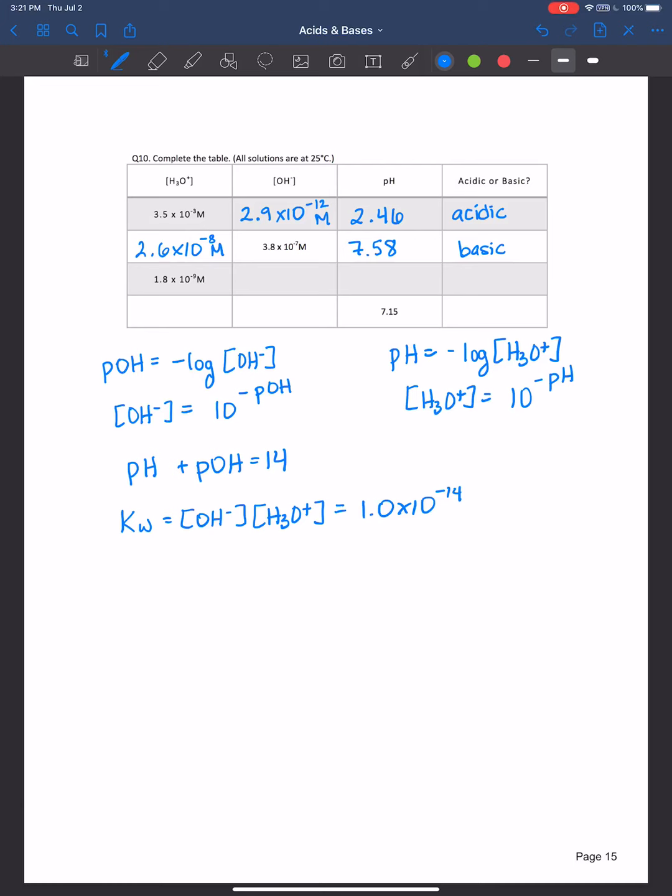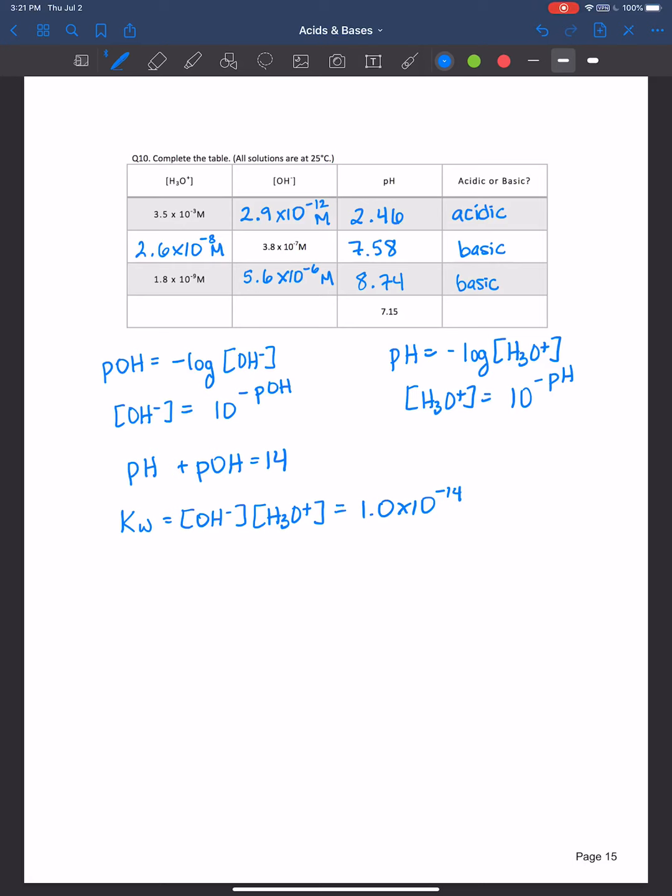In the next row, we're given the hydronium ion concentration. We use the Kw expression to figure out hydroxide. You should get 5.6 times 10 to the negative 6. The pH is the negative log of the hydronium ion concentration. That should be 8.74, which is greater than 7. So is it acidic or basic? Definitely basic. Good.